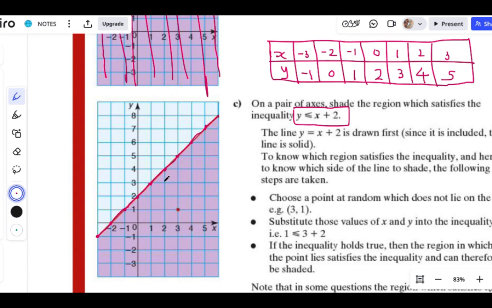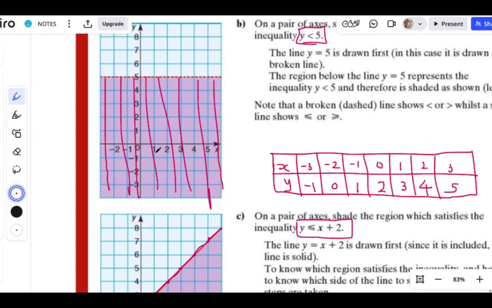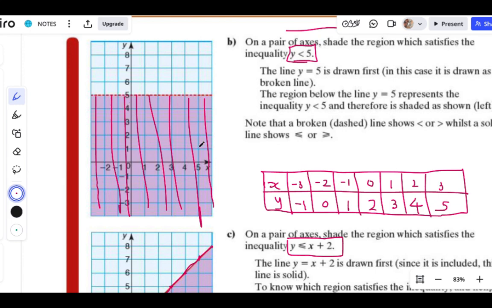So you plot the graph. It is after plotting this line that you begin. Remember, they say we should shade the region which satisfies the inequality. Some questions say leave unshaded the region which satisfies the inequality, meaning don't shade that region, shade the other region. If they say leave unshaded, we will not shade the bottom side.